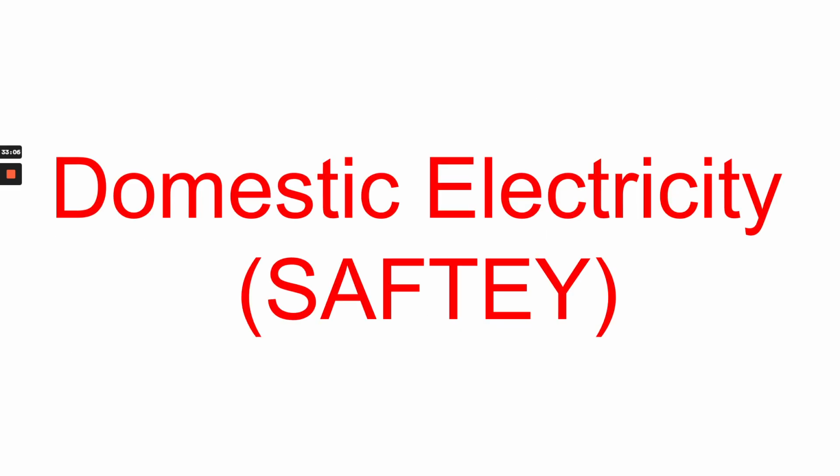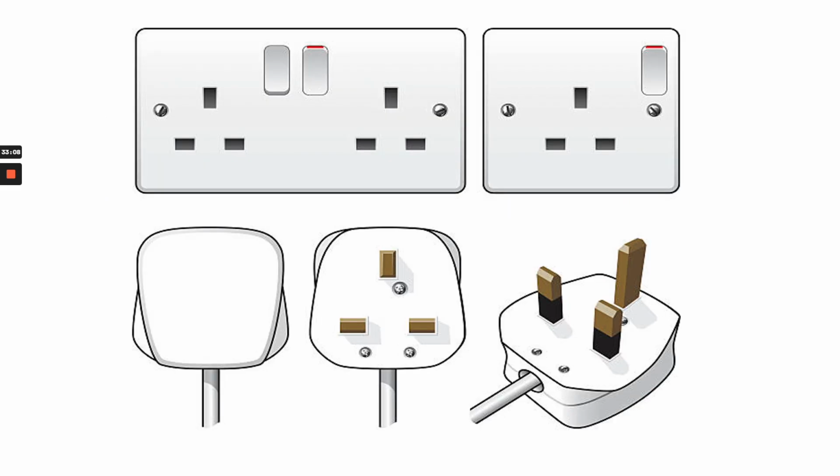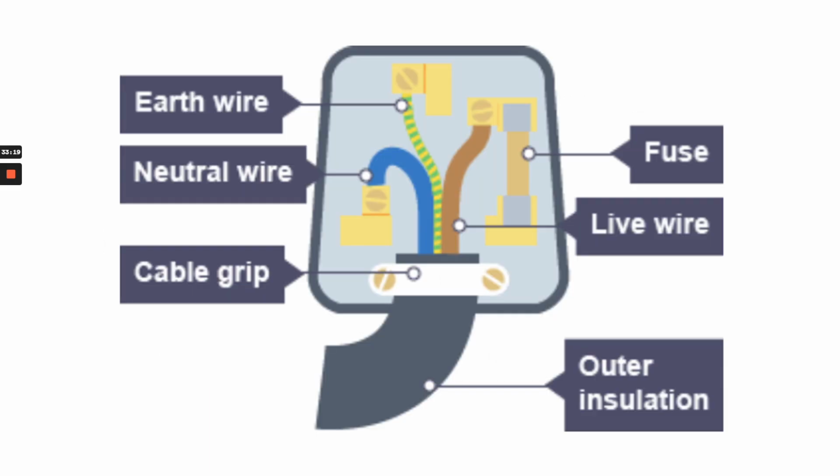So domestic electricity, it's really all about safety. And here we are on to the plug. You need to know about a plug and how it keeps us safe. We use plugs every day. You need to know the wiring inside. So take a look here. You have a cable grip and an outer insulation. They'll be made of plastic or rubber. The casing of the plug itself will be made of plastic.